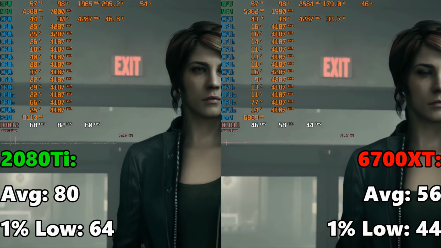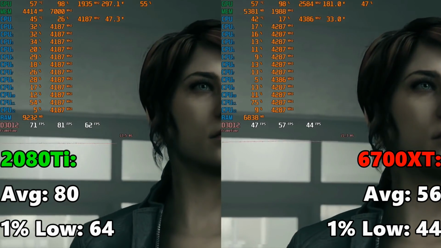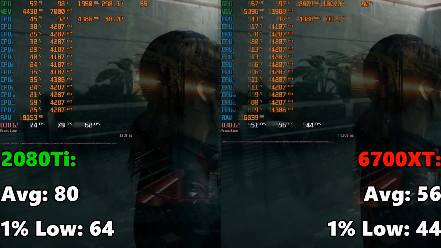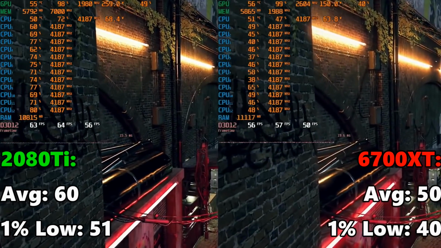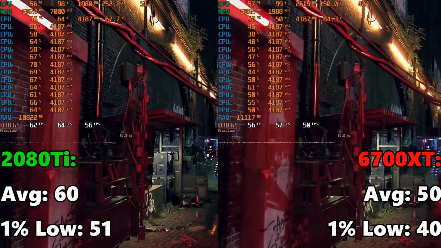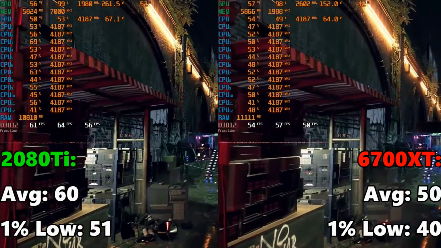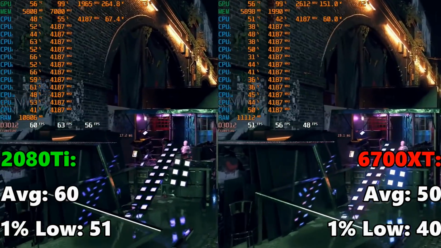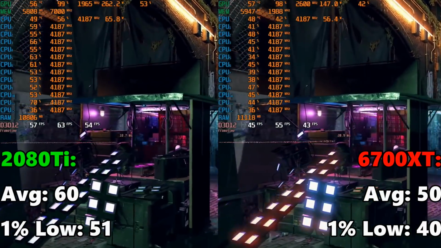So this is definitely one game where Nvidia is just playable and AMD just really kind of isn't. And the last game I tested was Watch Dogs Legion. We have the RTX 2080 Ti coming in at 60 FPS on average with a 1% low of 51, and the 6700 XT coming in with 50 FPS on average and 40 on the 1% low.